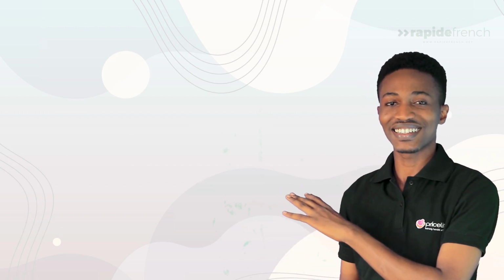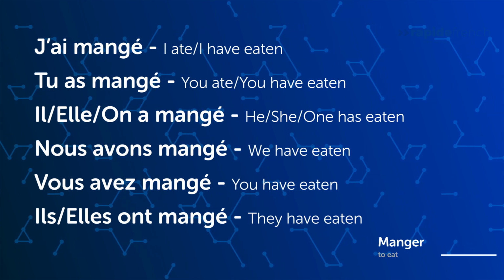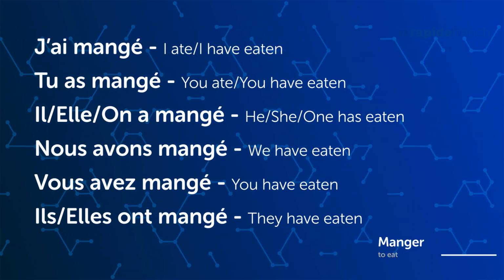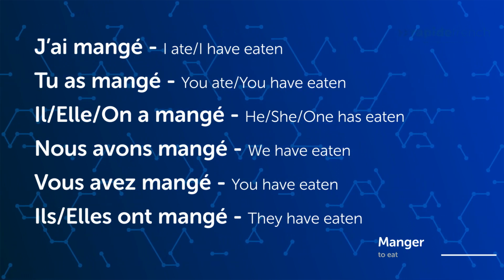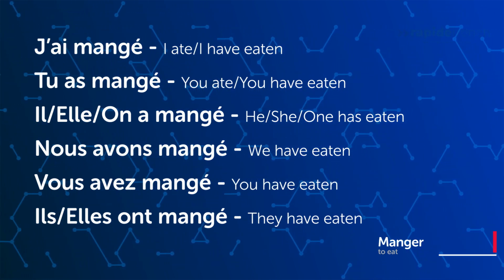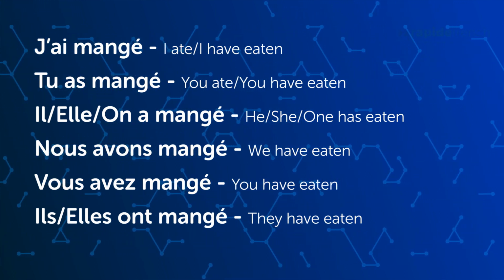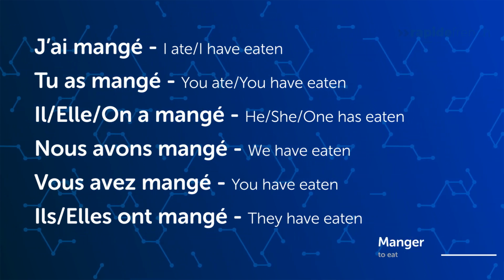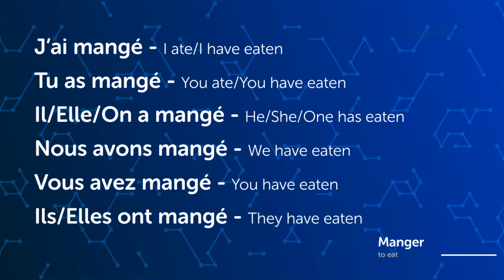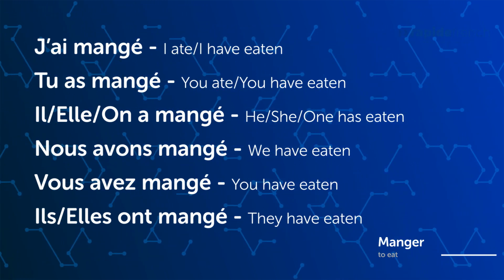All right, so let's look at this example for instance. J'ai mangé. I ate or I have eaten. Tu as mangé. You ate or you've eaten. Il a mangé. He ate or he has eaten. Elle a mangé. She ate or she has eaten. Nous avons mangé, vous avez mangé, ils ont mangé, elles ont mangé. Okay, it's as simple as that.